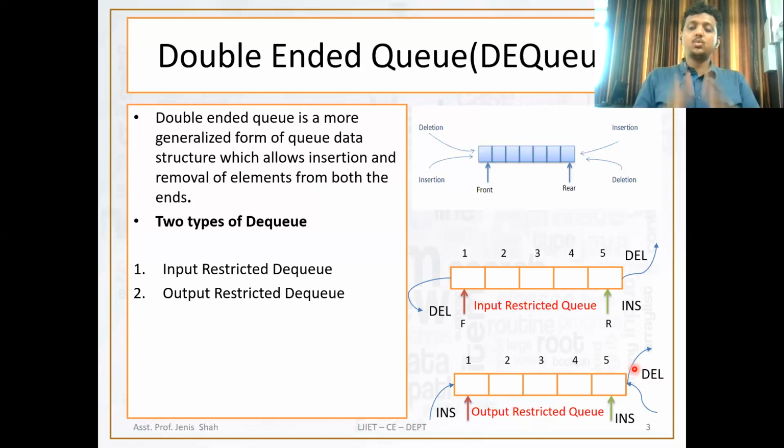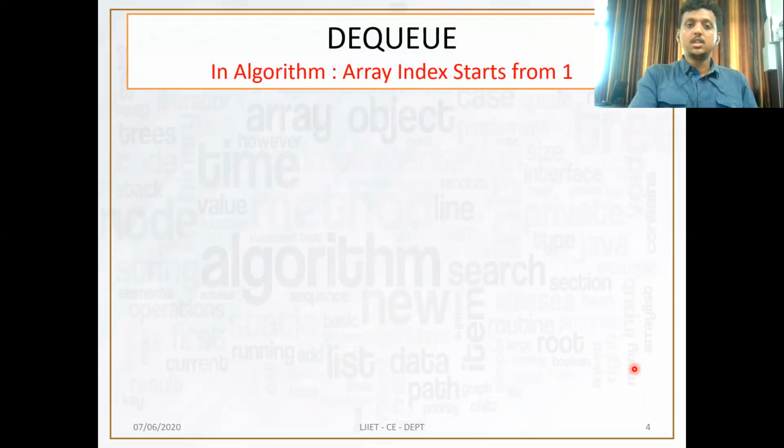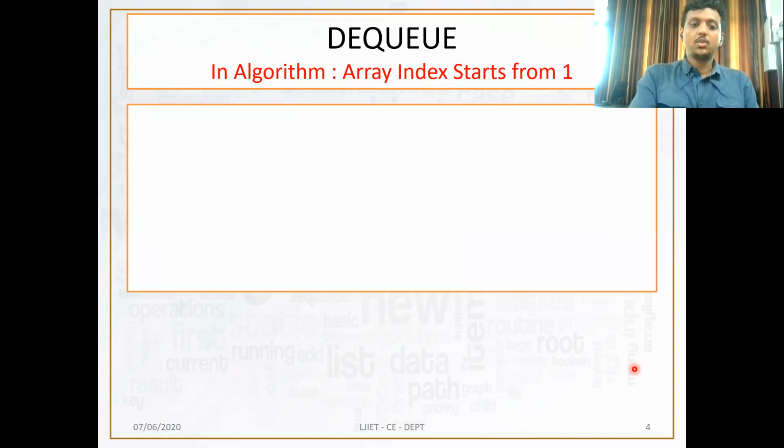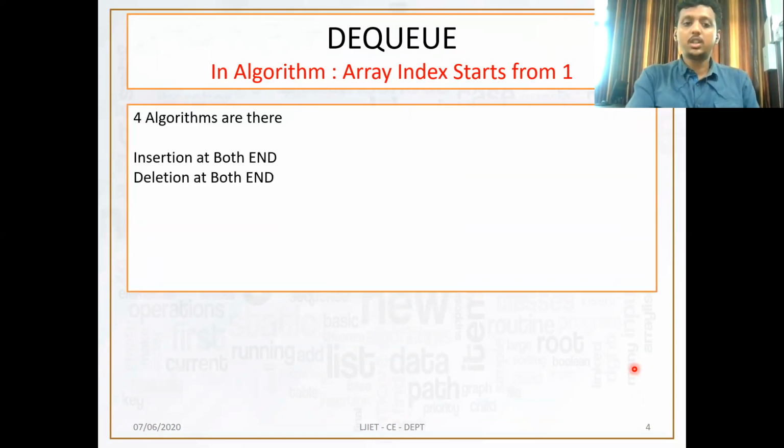So these two queues are known as types of DEQUE: input restricted DEQUE, where insertion is not allowed at one end, and output restricted DEQUE, where deletion is not allowed at one end. So let's begin with the first DEQUE. Students, in DEQUE in algorithm, array index starts from 1. Do not forget that.